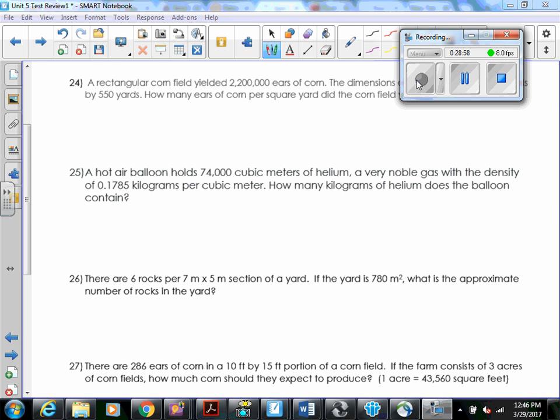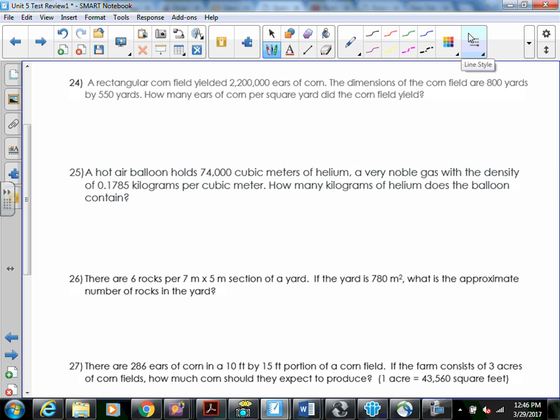Okay, for number 24, the problem says a rectangular cornfield yielded 2,200,000 ears of corn. The dimensions of the cornfield are 800 yards by 550 yards. And they ask us how many ears of corn per square yard the cornfield yielded. All right, so this is a population density problem.